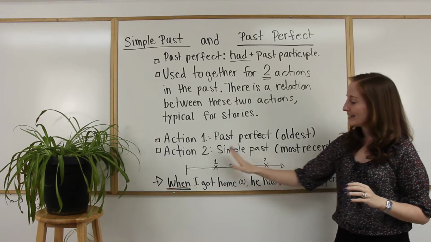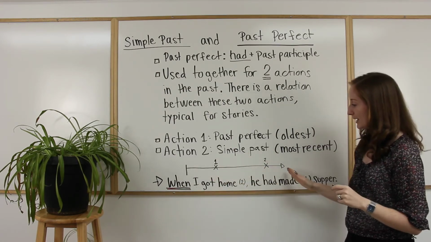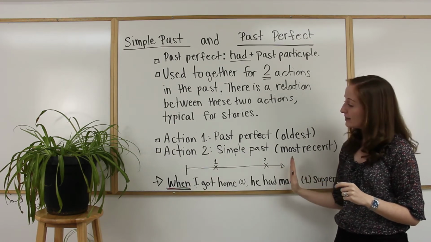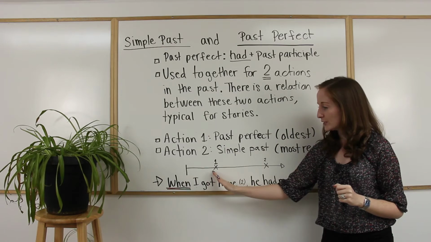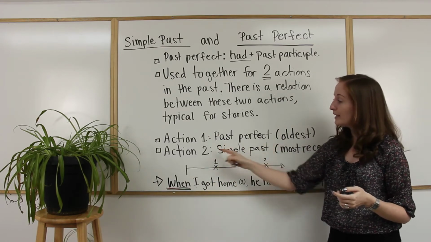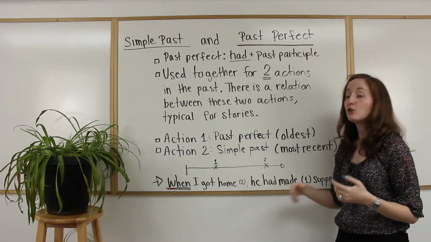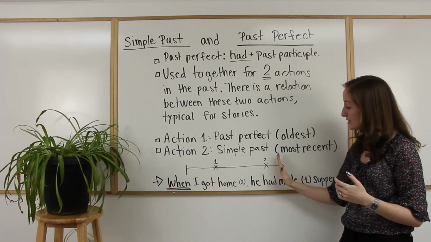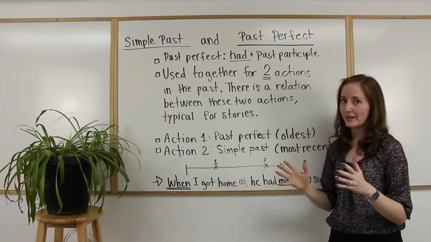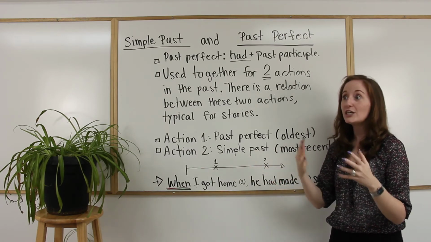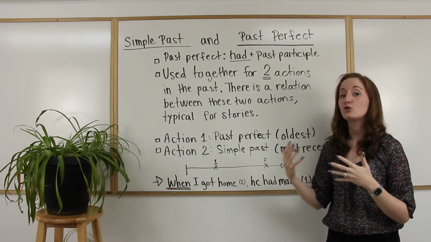When you look at a situation, for example, here we have number 1 and number 2, so this is our timeline, and here we have the present, and then all of this is in the past. Our oldest action, in this case number 1, will be past perfect, and our action number 2 in time, the most recent or the closest to the present moment, will be simple past. So again, this is important to define which action is the oldest and which action is the most recent.